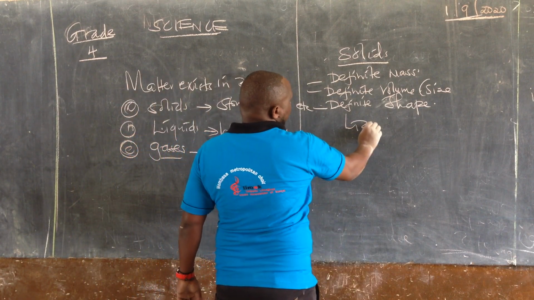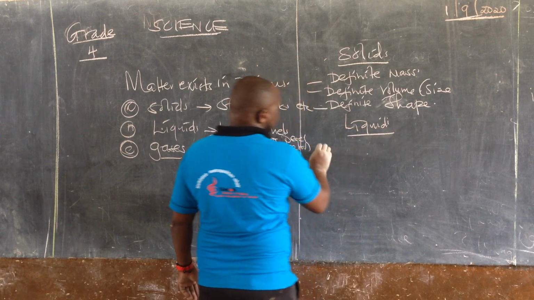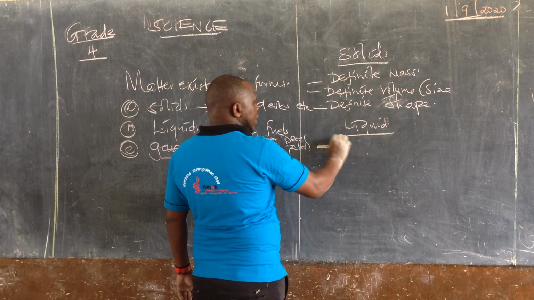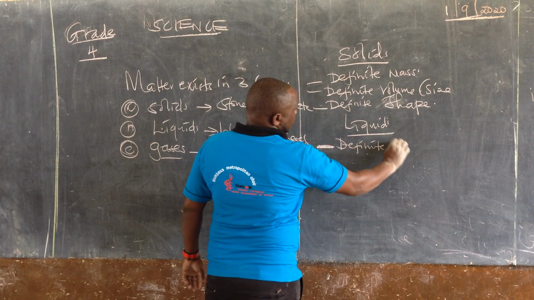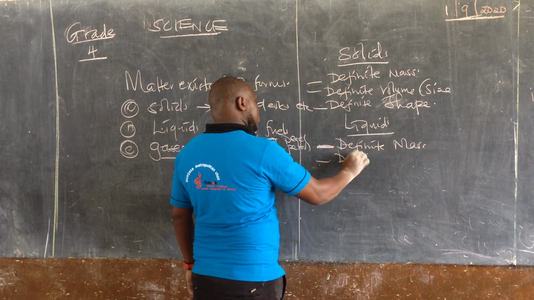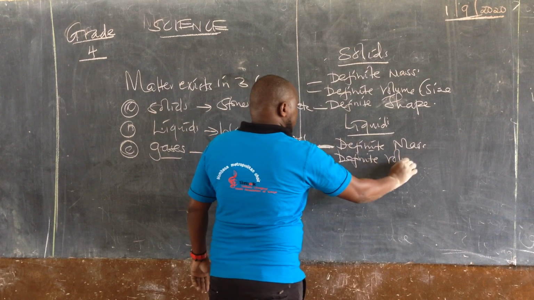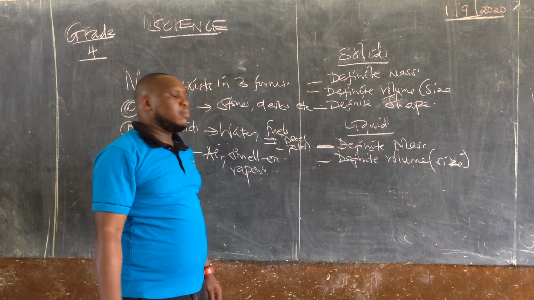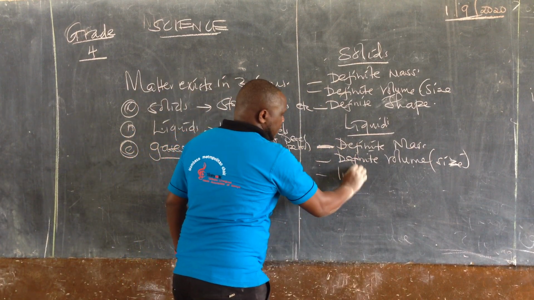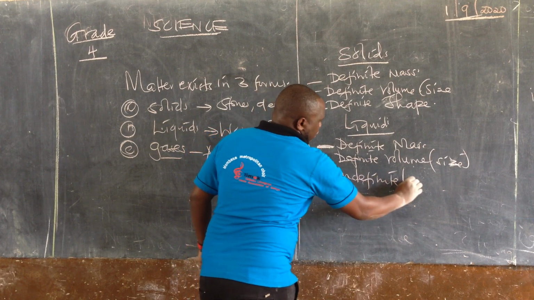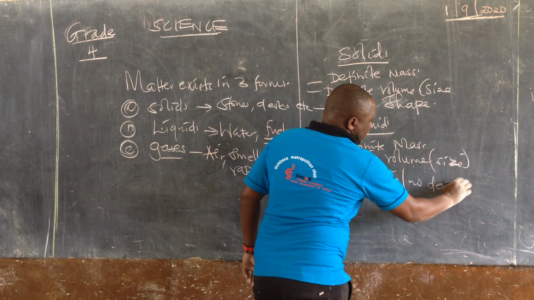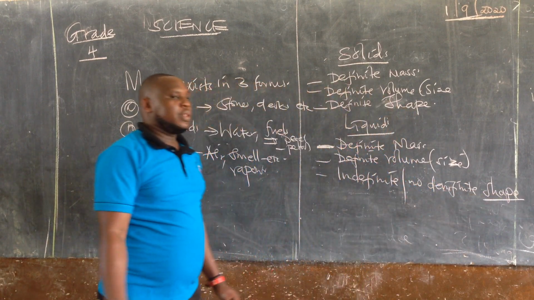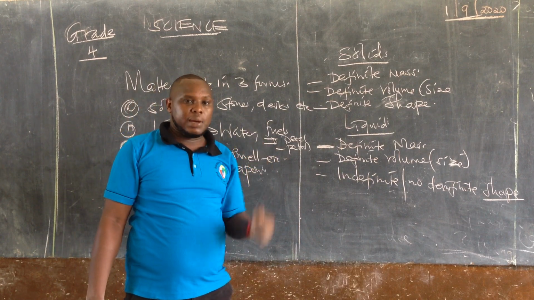Then liquids. Liquids, we said, have two characteristics. Number one, they have definite mass and definite volume. Definite volume is also called size. So in an exam, if they bring size, it is simply known as volume. Then they have no definite shape. They don't have a certain shape. They take the shape of the containers they are placed in.